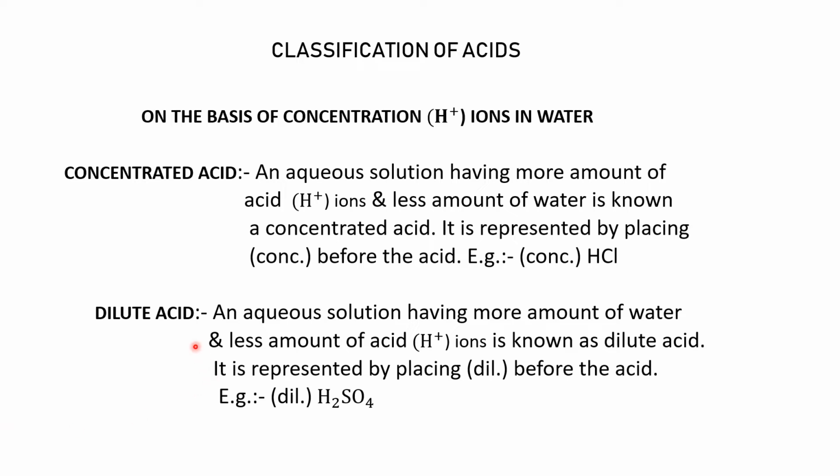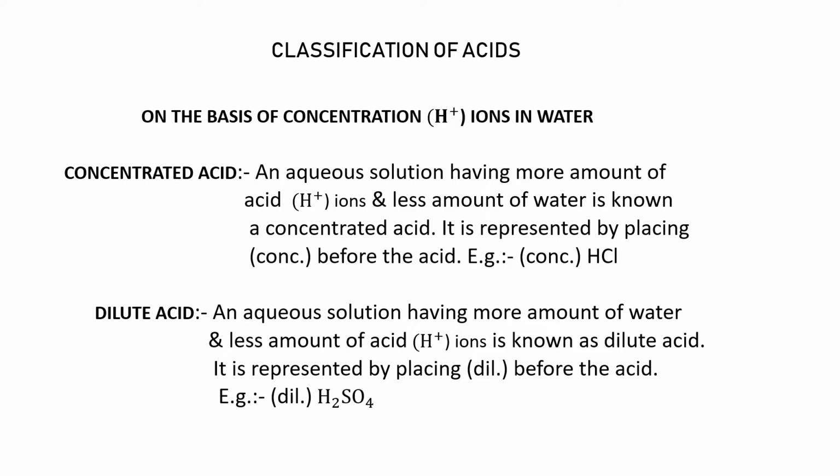Now let us see another kind of acid, that is dilute acid. An aqueous solution having more amount of water and less amount of acid, that is H plus ion, is known as dilute acid. Okay, so what happens in dilute acid, you will find that the amount of H plus ion will be less, but the amount of water will be more. So it is represented by dilute before the acid. For example, dilute H2SO4, that is dilute sulfuric acid.